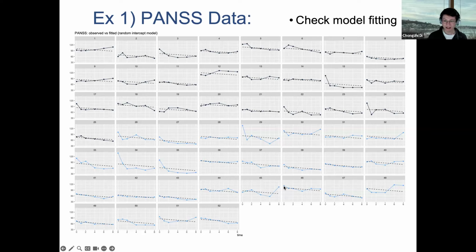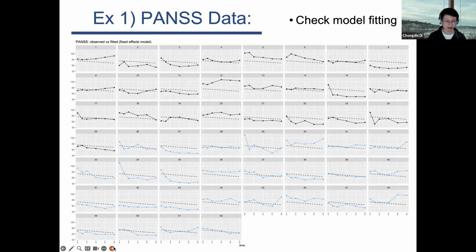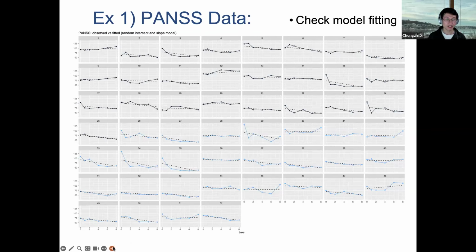And then what about the next model, which has both a random intercept and a random slope? Now you can see the goodness of fit improved across pretty much everybody, especially on these two, where the individual slope was maybe constant or even slightly increasing. The previous random intercept model does not allow that, but this random slope model allows individual slopes. So if you look at the goodness of fit, clearly the model with both random intercept and random slope works the best.